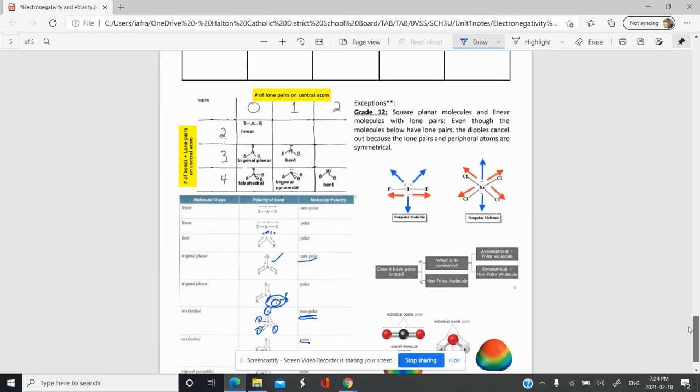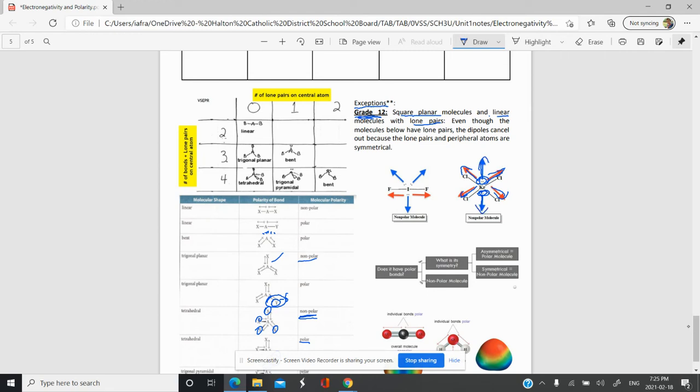I did say there were some exceptions with lone pairs. These are the two exceptions over here. These are exceptions you'll see mostly in grade 12. You'll see square planar molecules and linear molecules with lone pairs. And so what you can see is this is a square planar. You have two lone pairs in the central atom. This overall is still considered nonpolar because the Cls cancel out going in these directions here because they're going in opposite directions. And then the two lone pairs are symmetrical about the central atom there. And so they're going to cancel out going up and down.